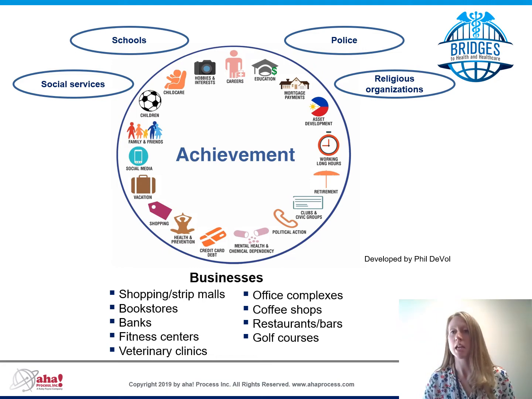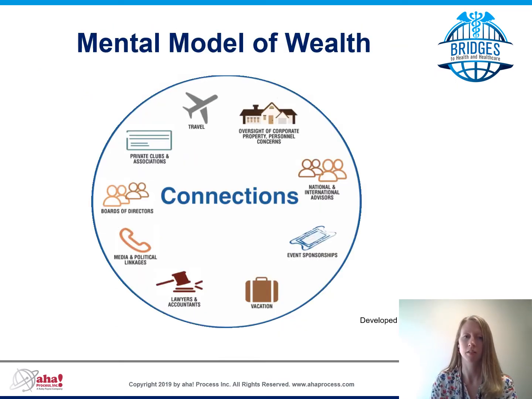There are some of the same elements as within poverty, like family and friends, childcare, and mental health and chemical dependency, which plagues all economic classes. The community institutions on the top are the same, but perhaps they interact with them differently. The businesses at the bottom are also a bit different. The mental model of wealth is next level. We won't spend much time on it, really, except as a foil for the other two models.